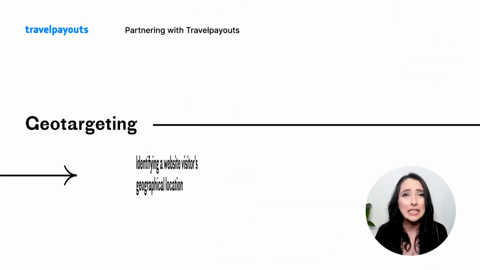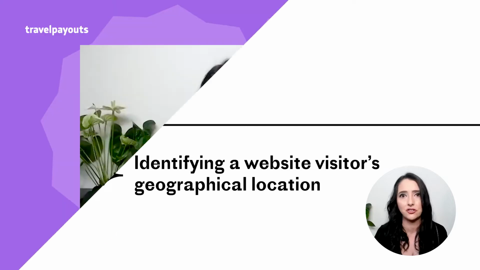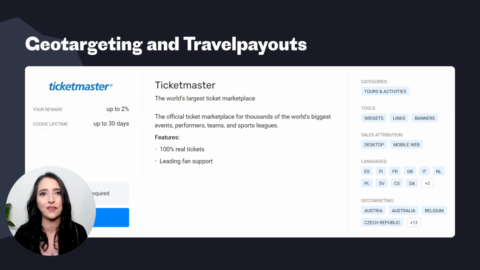So what exactly is geotargeting? Simply put, it's a way of identifying a website's visitor geographical location. Now, what does geotargeting mean when it comes to choosing a brand to work with? Many brands only accept affiliate traffic from certain countries, while others accept traffic worldwide. These countries will be listed in Travelpayouts when you are browsing programs on the bottom right-hand side, right under languages.